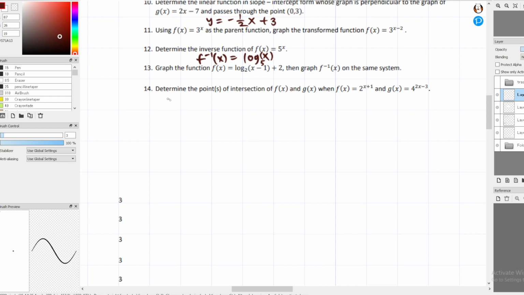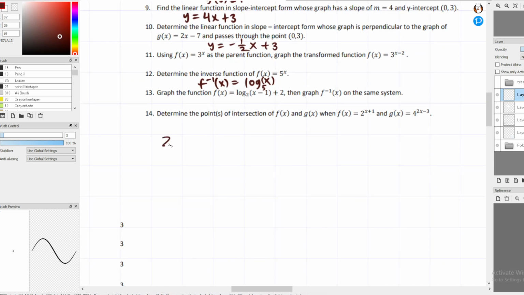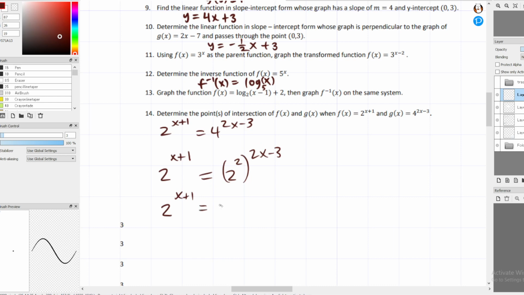So when you see determine the points of intersection between two functions, that is a good hint that we're going to be setting them equal to each other. So 2 to the x plus 1 equals 4 to the 2x minus 3. In this case, it would be best for us to get our bases to be common bases. So 2 is already prime, which is nice for us, but 4 can be represented as 2 squared, right? And so we'll get 2x minus 3. This will turn, because of our power to power rule, these will multiply. We'll need to FOIL it. So we'll get 2 to the x plus 1 equals 2 to the 4x minus 6.